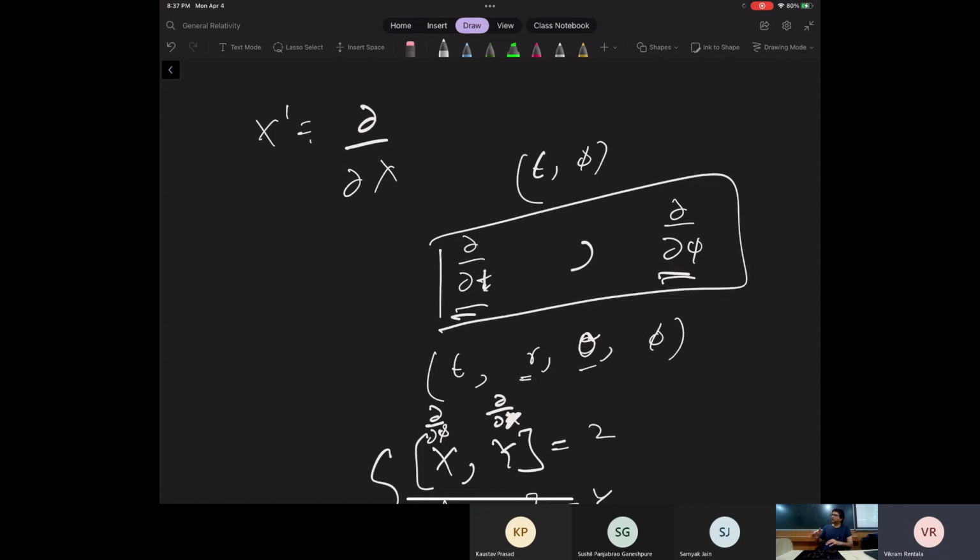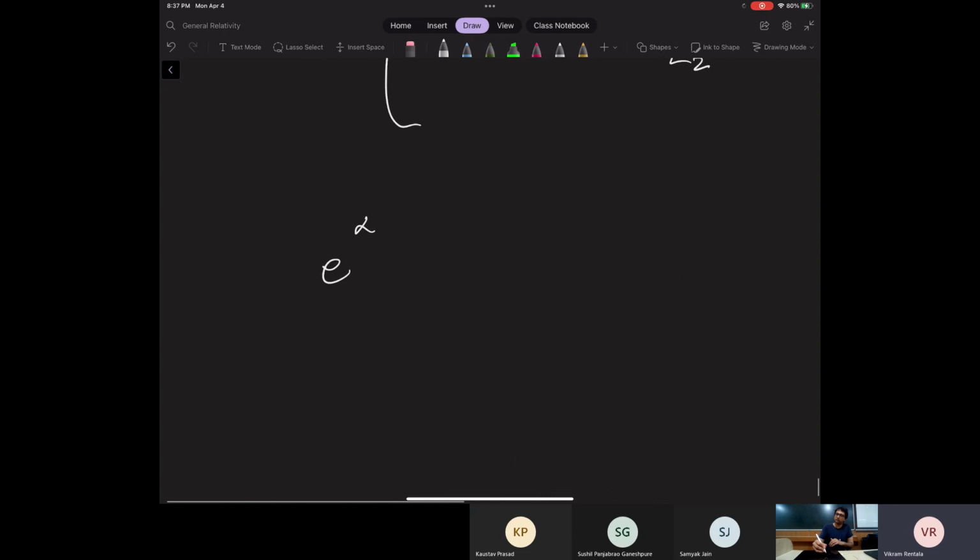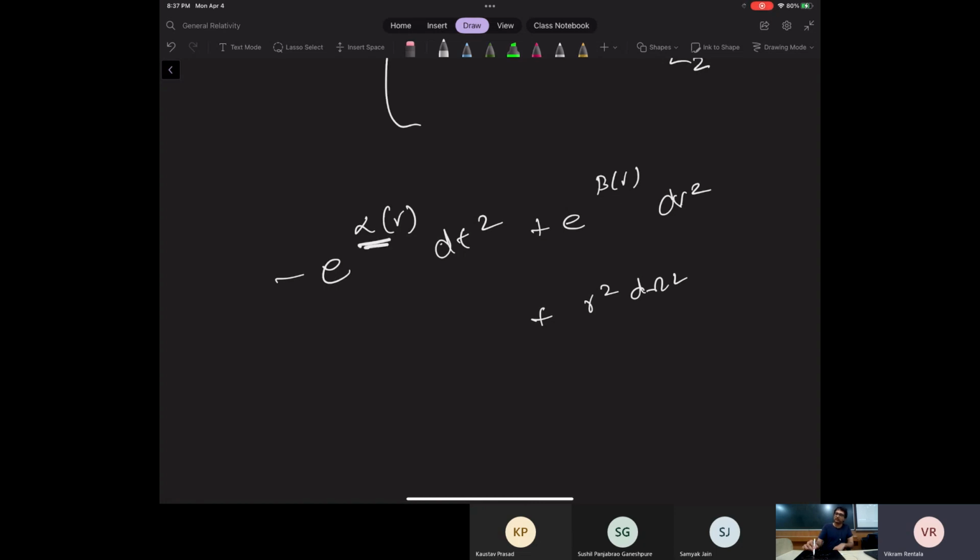For example, if I don't demand that the metric solves Einstein's equations, the more general solution will be of the form e^(alpha(r)) dt squared plus e^(beta(r)) dr squared plus r squared d omega squared. But these two functions are a priori independent. Only by demanding that they solve Einstein's equations does the solution become of the Schwarzschild form.